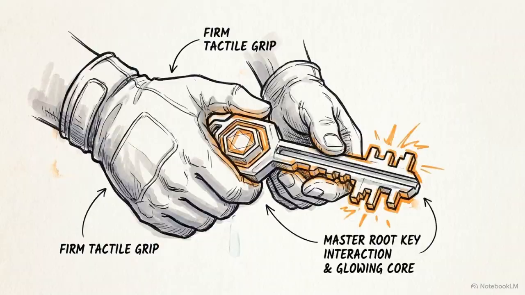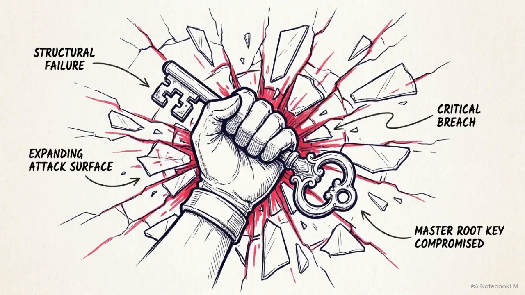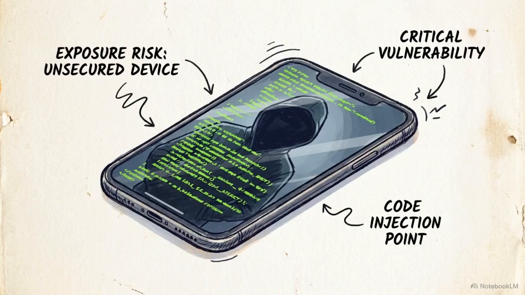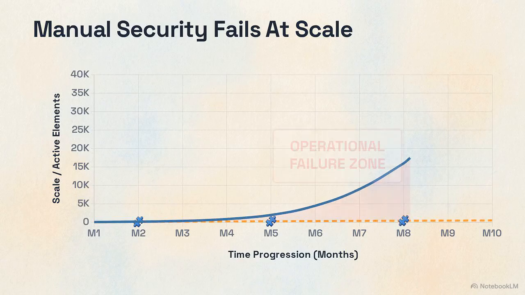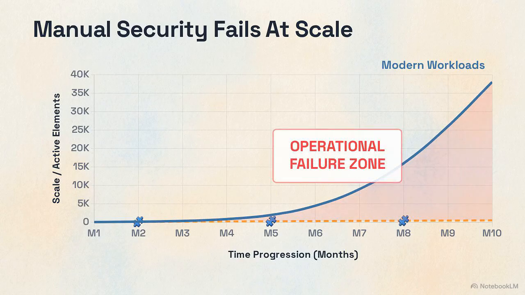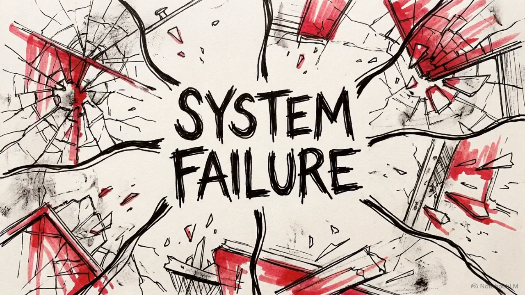Placing root keys in human hands expands the attack surface. Every time an operator handles a key component, there is a risk of exposure or theft. Security protocols requiring manual intervention cannot survive the scale and velocity of modern workloads. They break down exactly when you need them to perform.